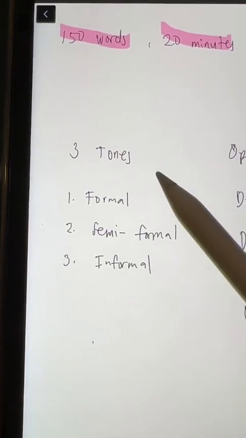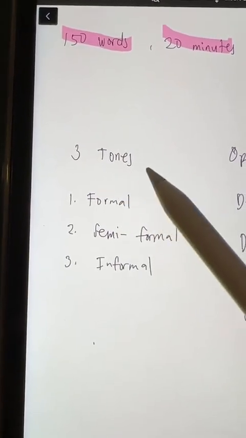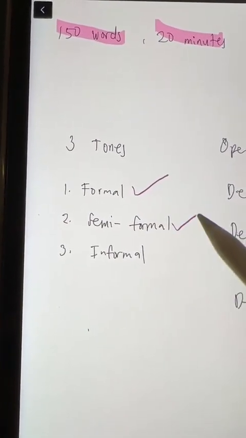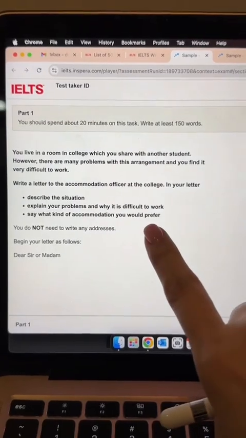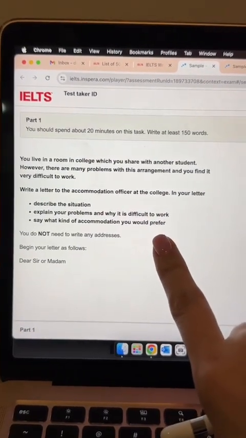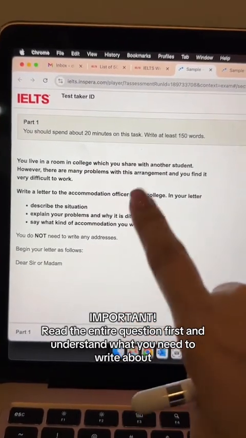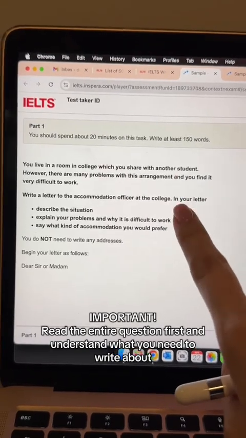We have to, of course, identify that there are 3 different tones when writing a letter. We have a formal letter, semi-formal, and informal. This is a mock IELTS test for task 1 for writing a letter. We need to, of course, first read the entire question and identify kung ano ang tone or what is the tone of this question.